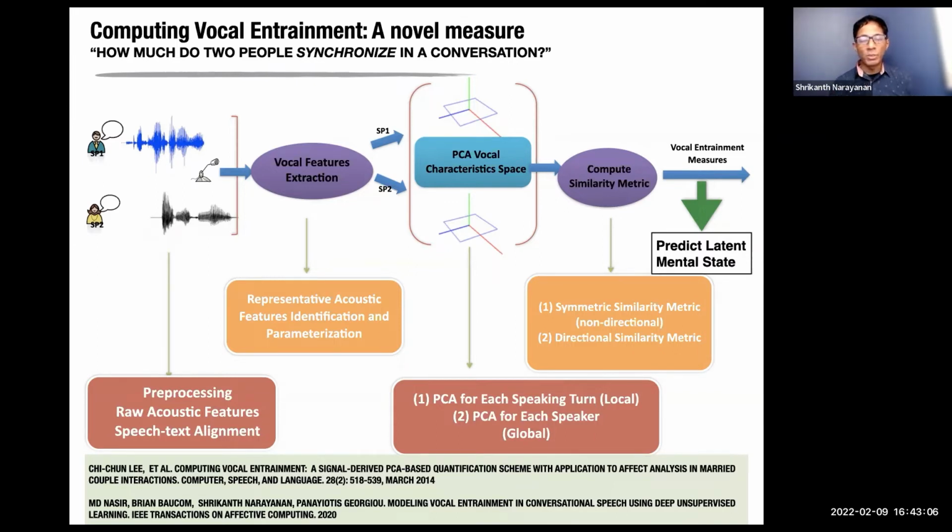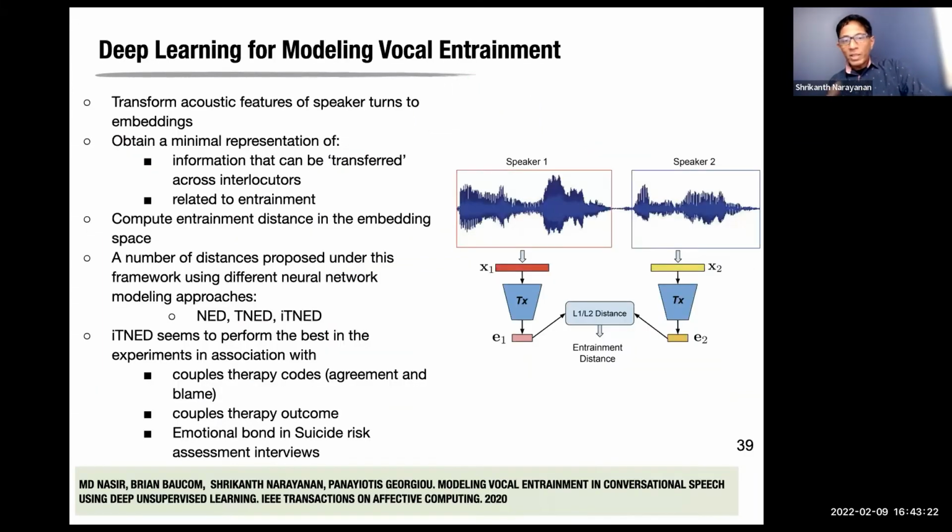So based on outcome, or we can do the counterexample. I think you scramble things where you don't expect entrainment and show that these measures track those. So these are just computational measures of these abstract constructs. The most recent work on modeling vocal entrainment is within this deep learning framework.